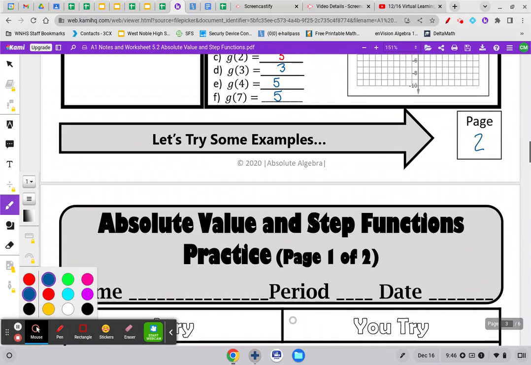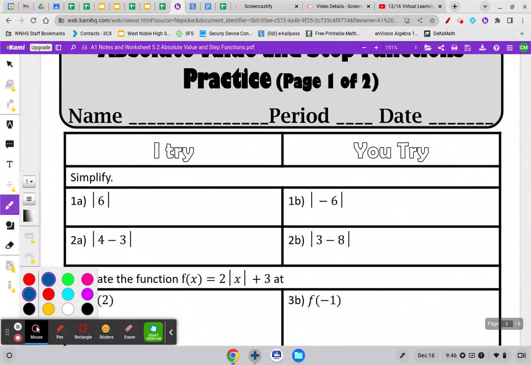So I'm going to go through these. You can follow along if you like, or you can look at the key on Classroom. Absolute value of 6 is 6. Absolute value of negative 6 is 6. Absolute value of 1 is 1. Absolute value of negative 5 is 5.